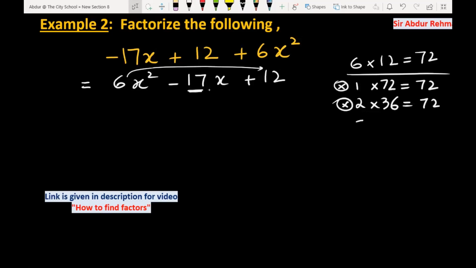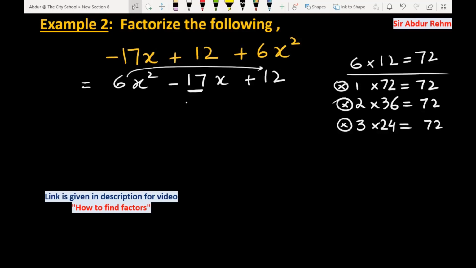72 is a multiple of 3. So 3 times 24 is 72. When you divide 72 by 3, it will be 24. We now check: 24 plus 3 is 27, but our middle term is 17, and 24 minus 3 is 21. It will also be rejected.